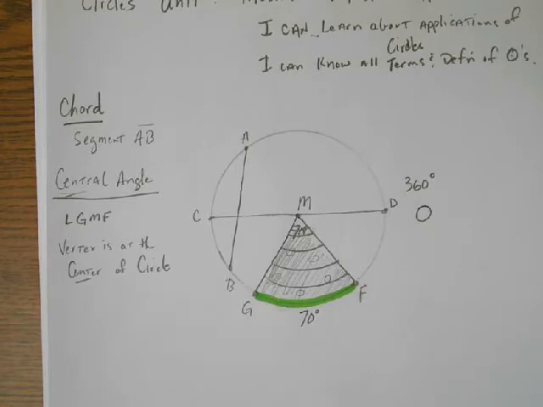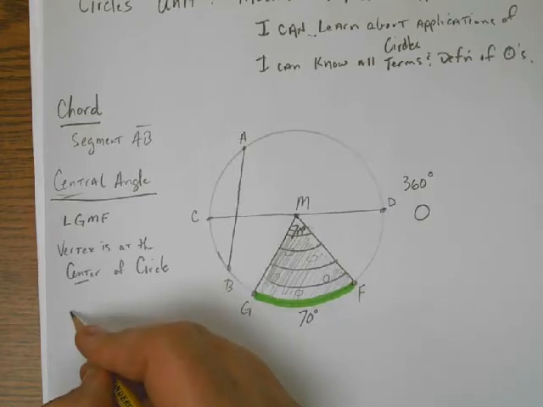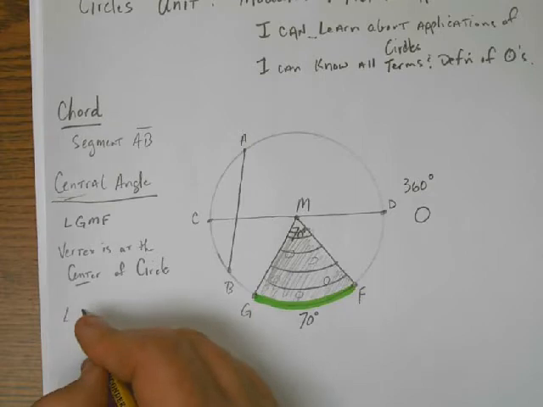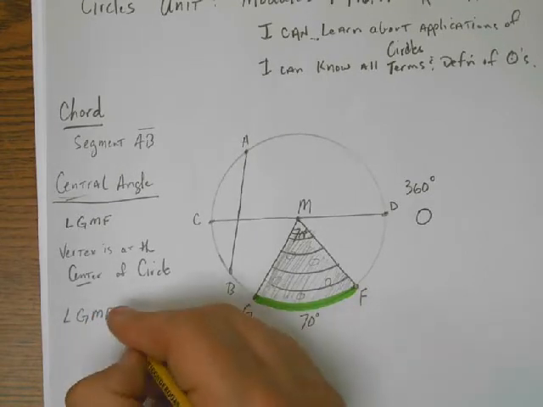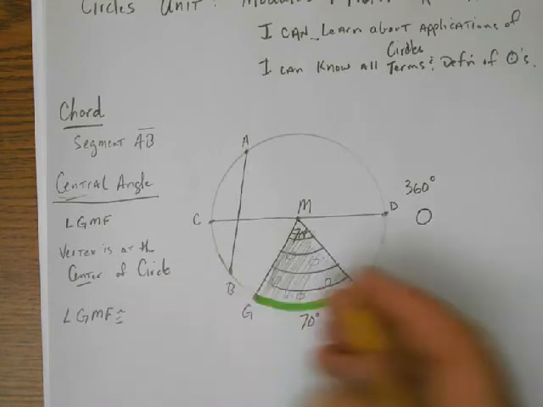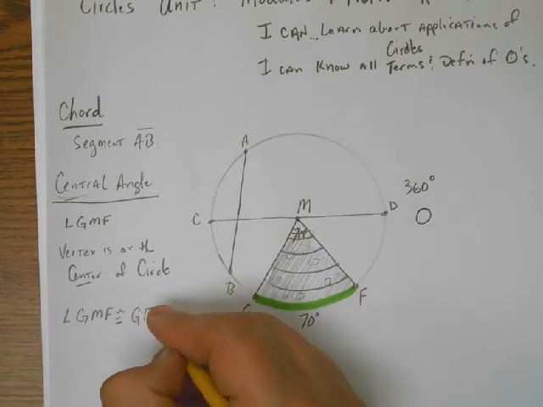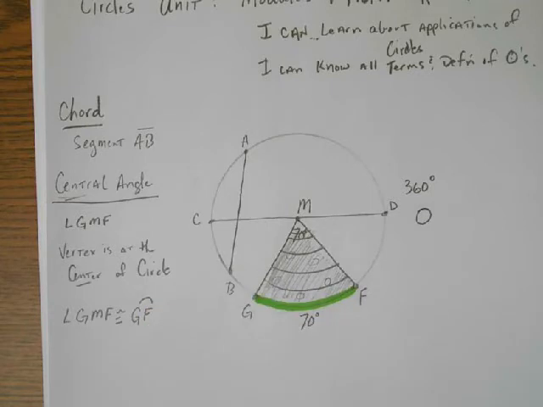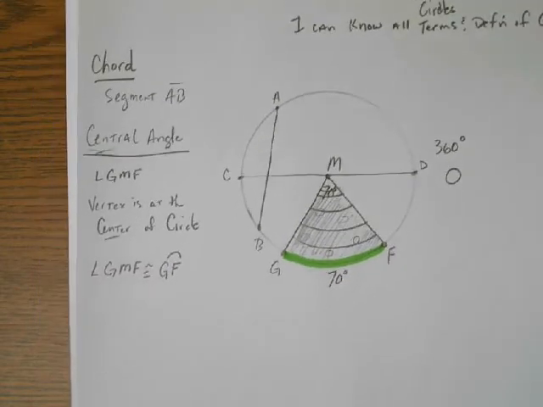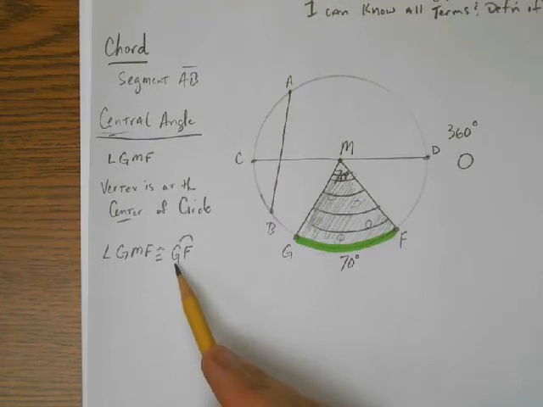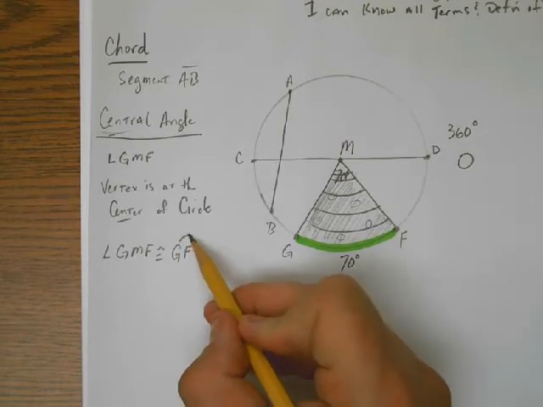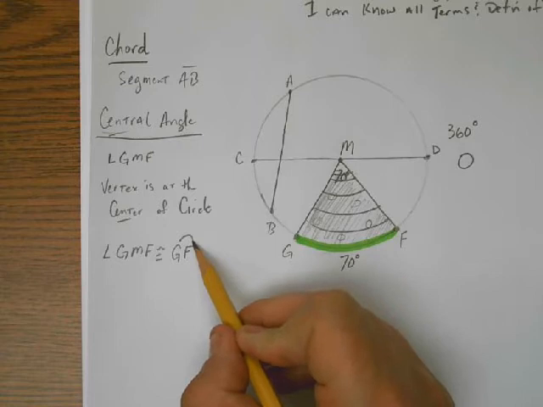Does everyone see that? Okay, so the central angle, which in this case would be angle GMF, is congruent to its intercepted arc. So let's look at the arc. We're going to call that arc GF. Look how you denote an arc. You put a little arc over it. It's like a hat. It's like a cap.